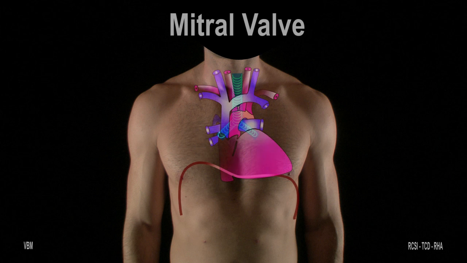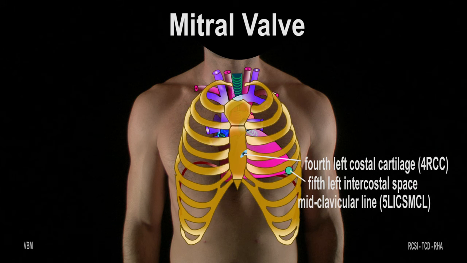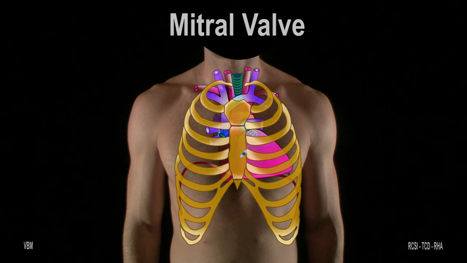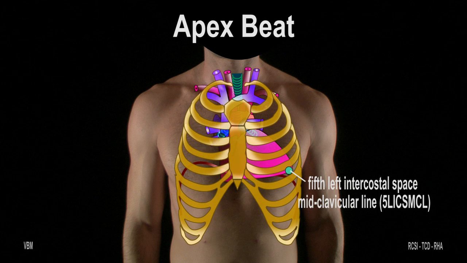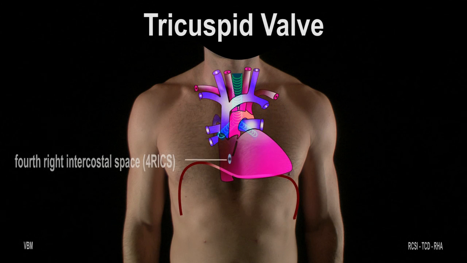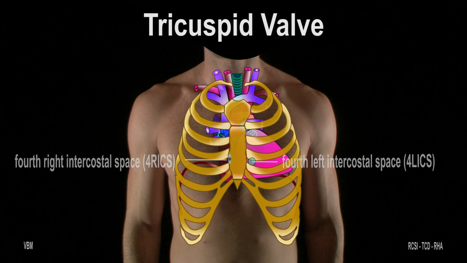The mitral valve. The mitral valve is best heard at the fifth left intercostal space mid-clavicular line. Apex beat. Palpate the apex beat at the fifth left intercostal space in the mid-clavicular line. The tricuspid valve. The tricuspid valve is best heard at the fourth left intercostal space.